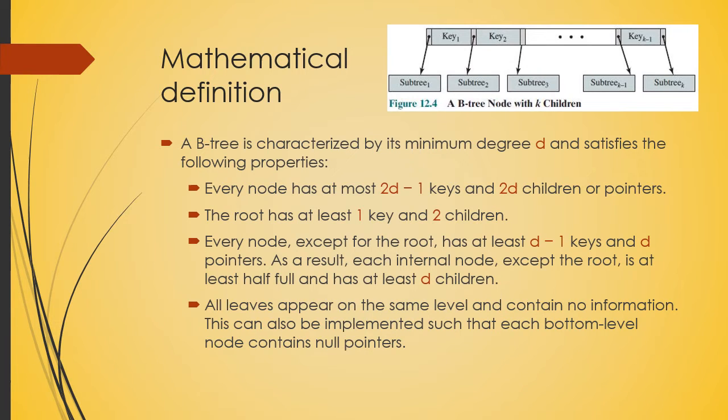All leaves appear on the same level and contain no information. This can also be implemented such that each bottom level node contains null pointers. A non-leaf node with k pointers contains k-1 keys.